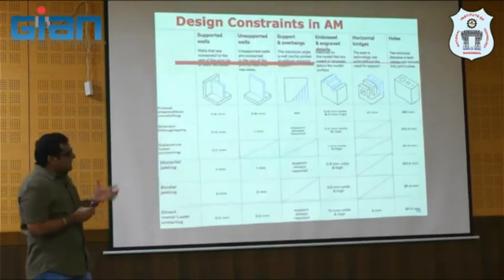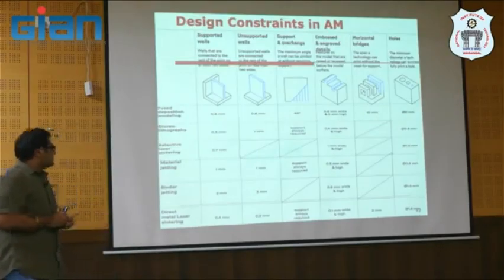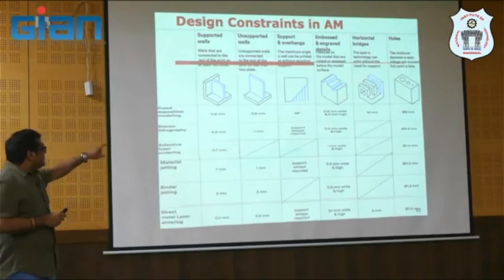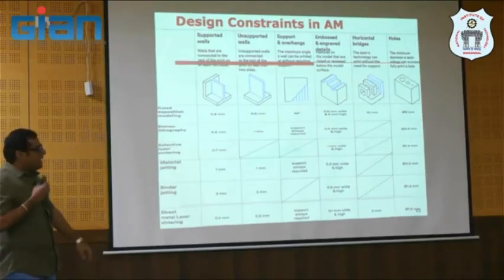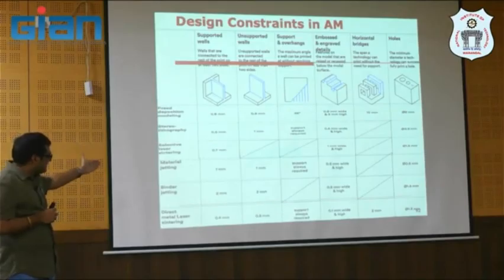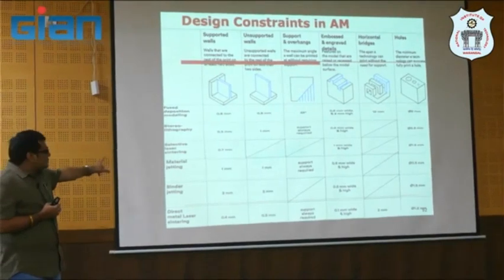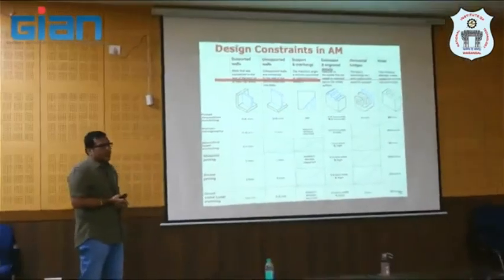Yeah, and you try to see these design constraints in AM. You are trying to make some support wall like this, and you have different AM processes, right, from FDM, the fused deposition, and then stereolithography, selective laser sintering, material jetting, binder jetting, and direct metal laser sintering. So you try to see what could be the minimum size of the wall that you can realize, right? So it is varying from process to process, obviously, right?